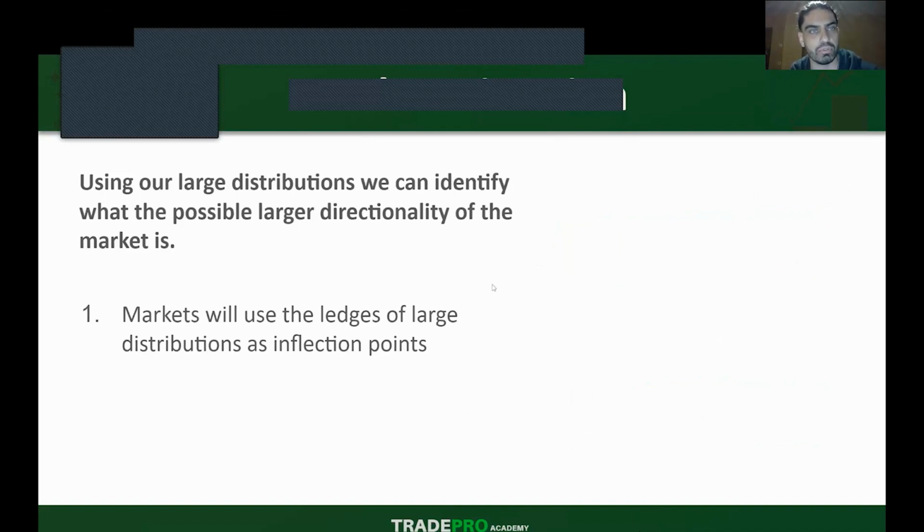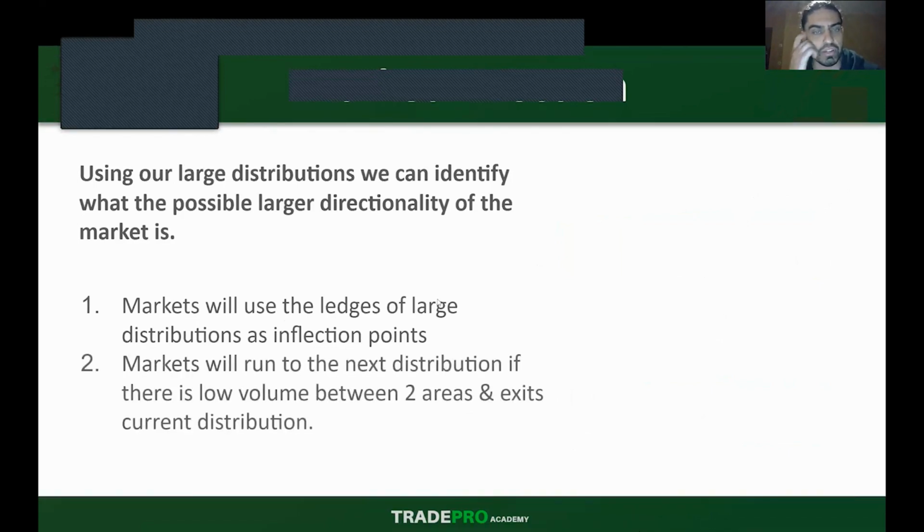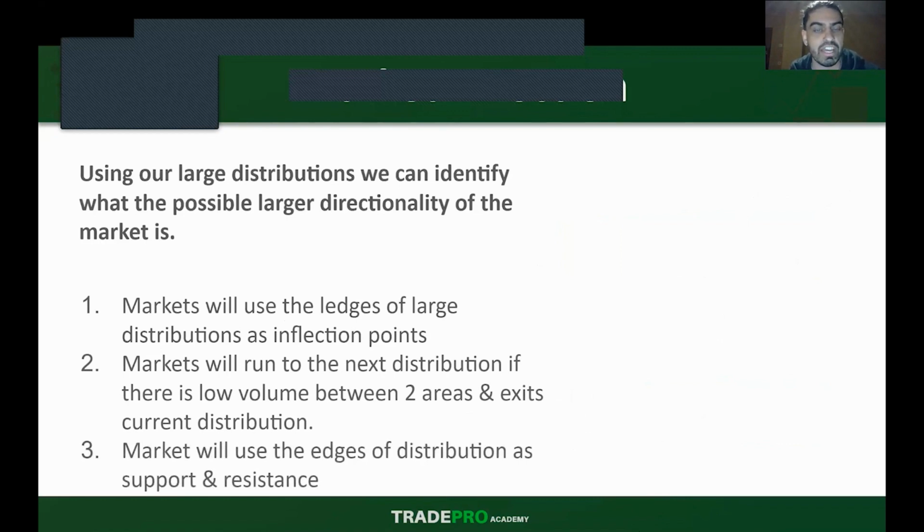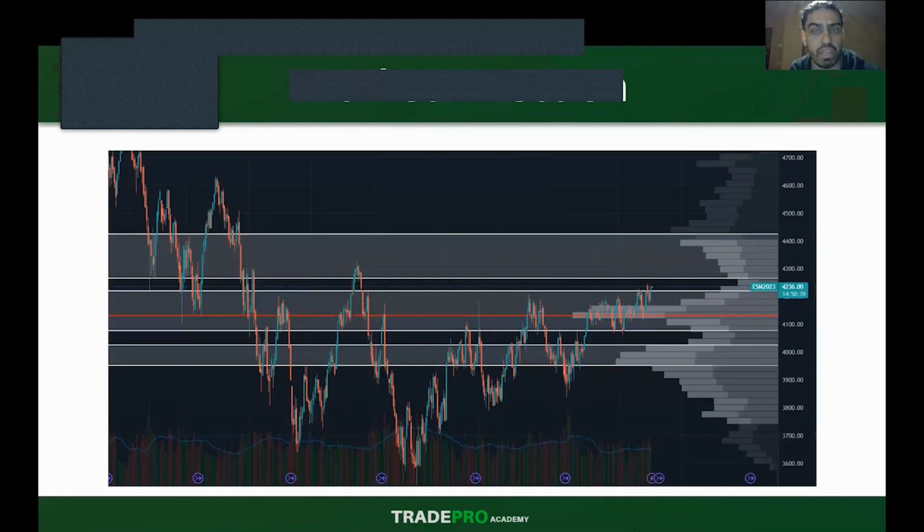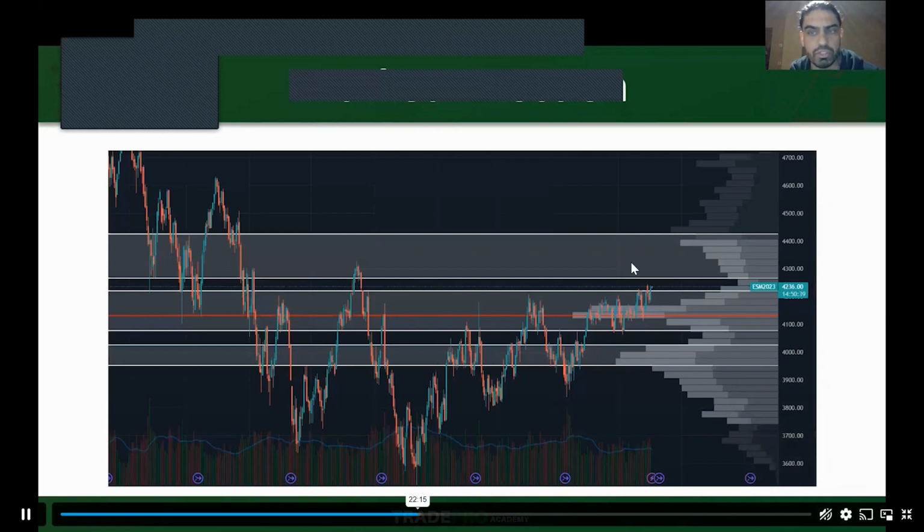Obviously, when you get to those ledges and those distributions, you do want to have confirmation of some sort to make sure that these areas are actually going to hold or what they're going to do. So markets will run to the next distribution. If there's low volume in between those two areas, it's going to run into that new distribution a lot quicker. Markets will use the edges of distribution as support and resistance areas as well. And this is a classic image of this. So we have a few major distributions that are set up here.